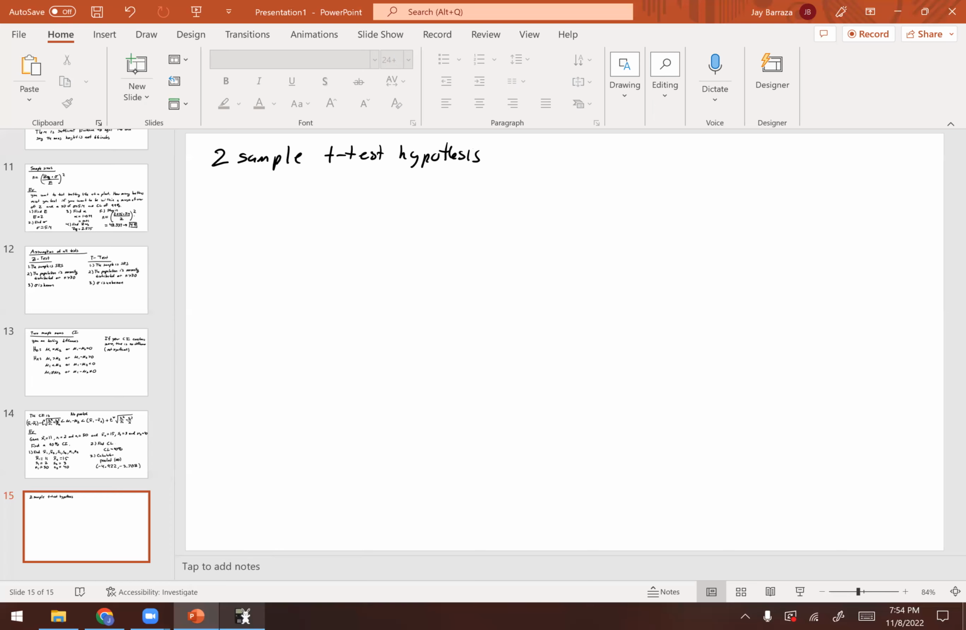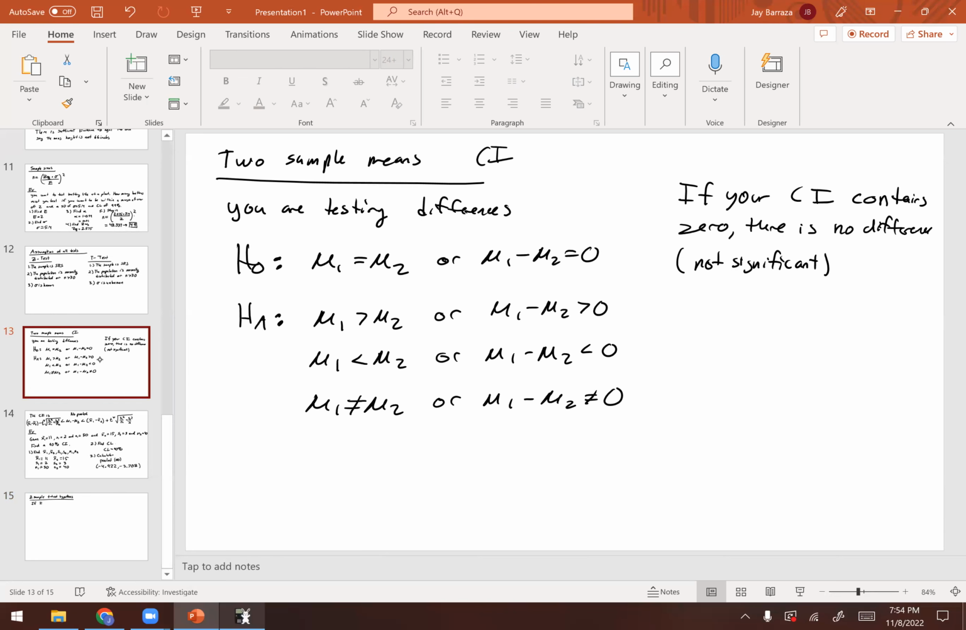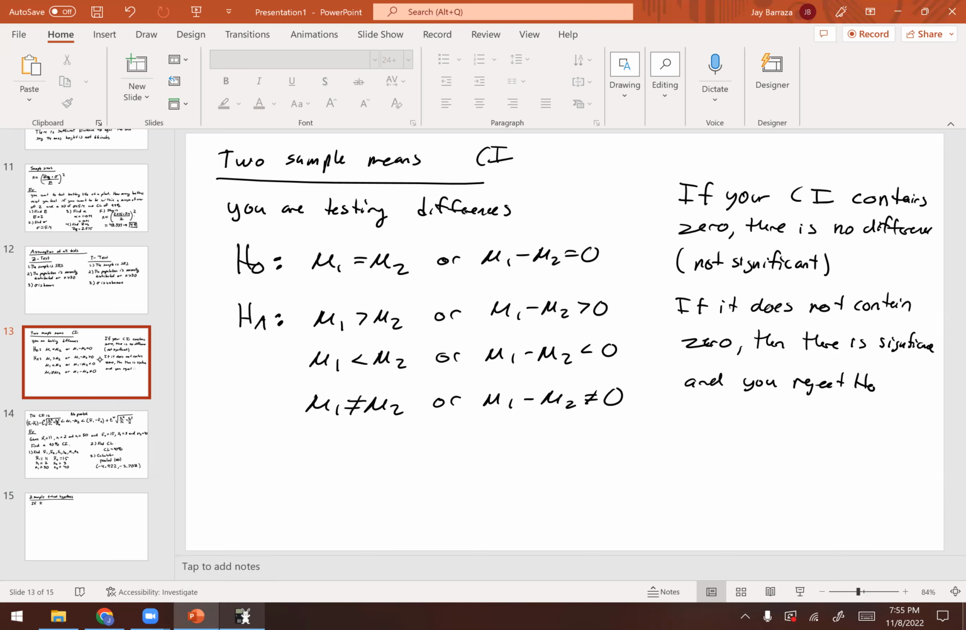So I'll write that down for you. I wrote it down over here. If your confidence interval contains 0, there is no difference, not significant. If it does not contain 0, then there is significance, and you reject H naught. Okay, fail to reject.